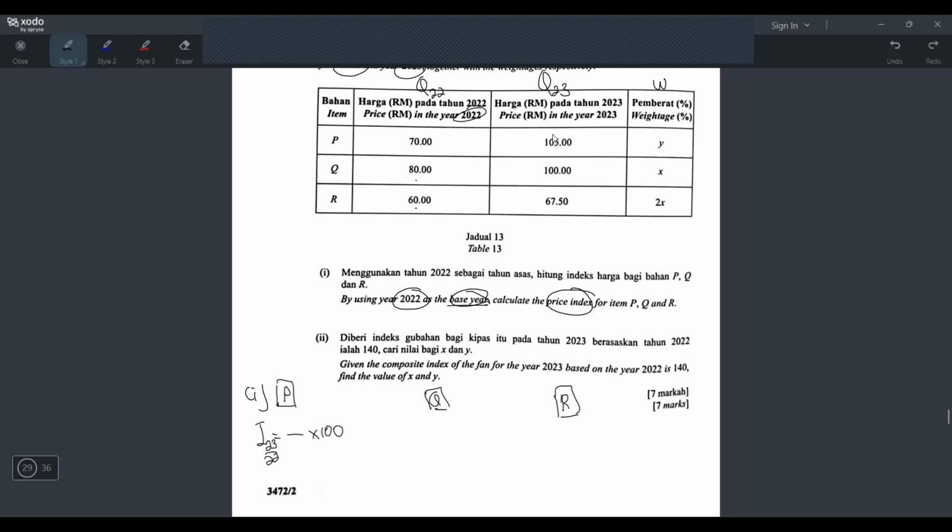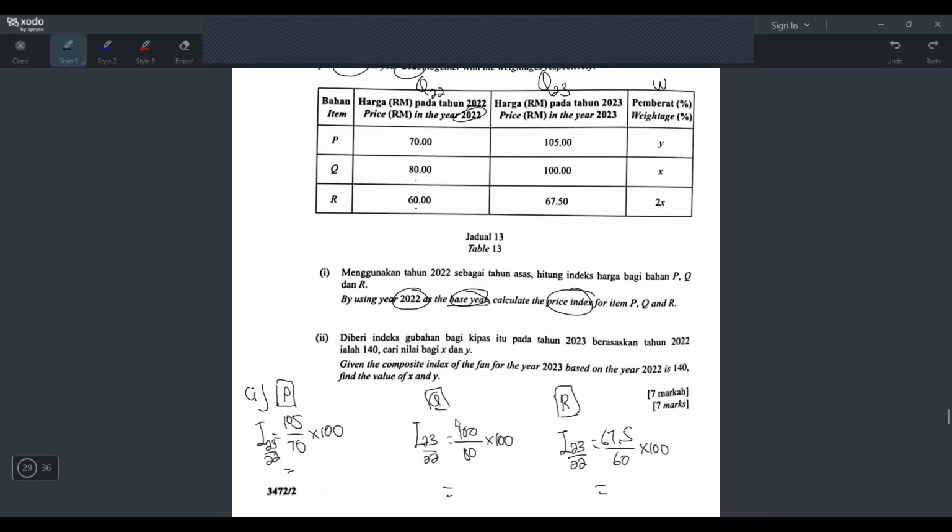23 based on 22. So definitely I have to take 105 divide 70 times 100. And then for Q, you are also finding for 23, 22, because they already say 2022 is the base year. So definitely the 2023 one has to go on top. So the next one is 100 divide 80 times 100. And then the last one for R, to find the price index for 23 based on 22, it will be 67.5 divide 60, not the other way. Has to be 67.5 divide 60 times 100.